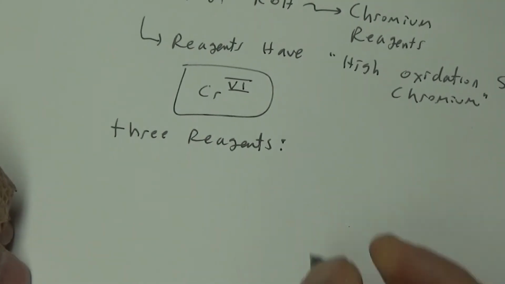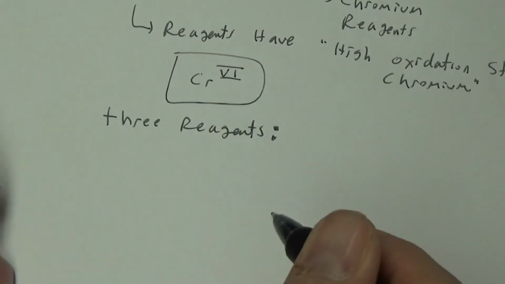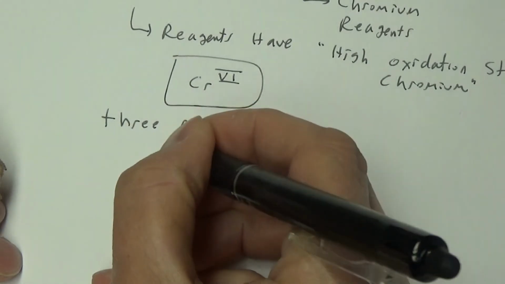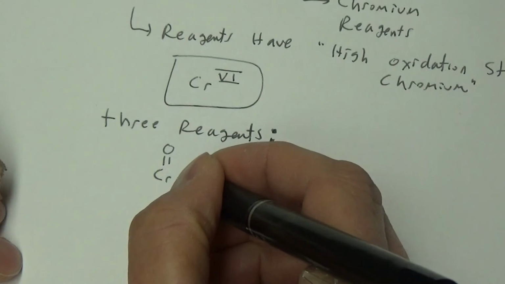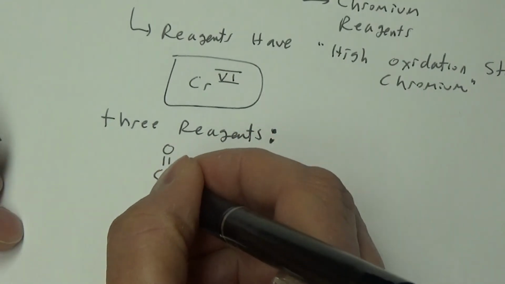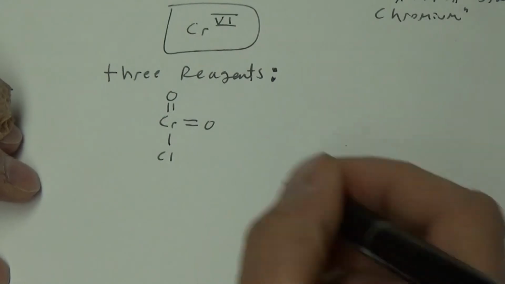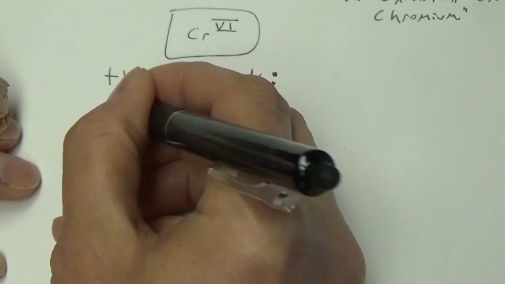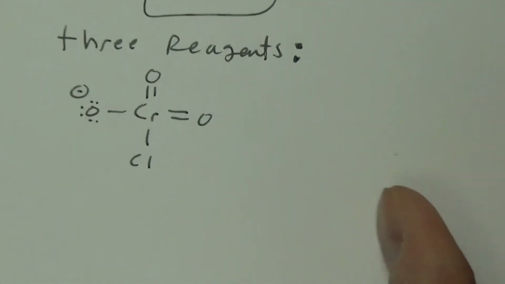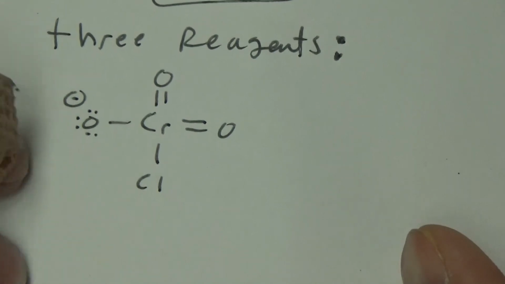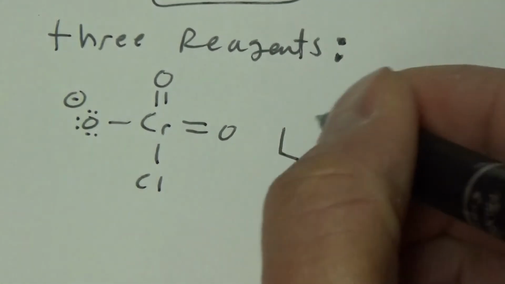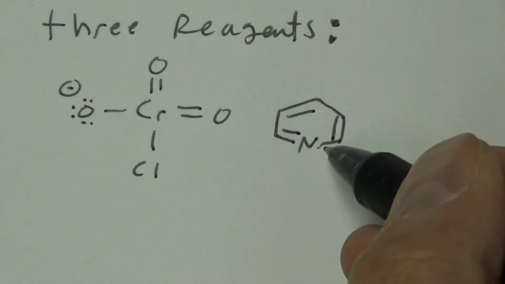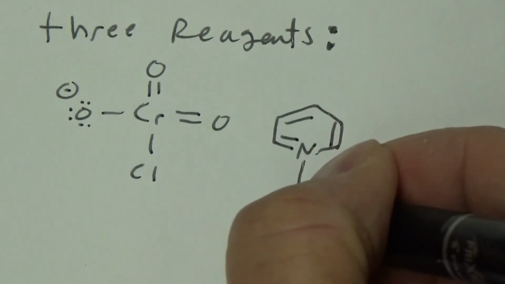Okay, with interesting structures. So the first one is chromium, double bond O, double bond O, Cl, O minus, so far so good, yeah? O minus. And then we have this crazy thing over here. It looks like a benzene but with a nitrogen. It actually has a proton on it also.